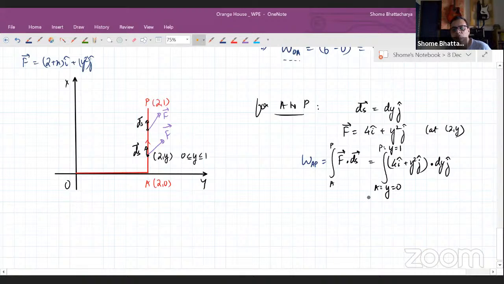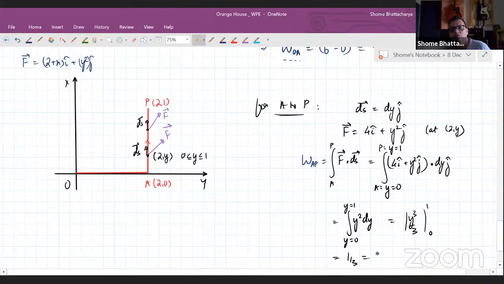Okay, so this dot product is very simple. This dot product just becomes y square dy. So that becomes y cube by 3 from 0 to 1. So that becomes 1 by 3 or 0.33 joules, positive sign. So this is the work done from A to P.